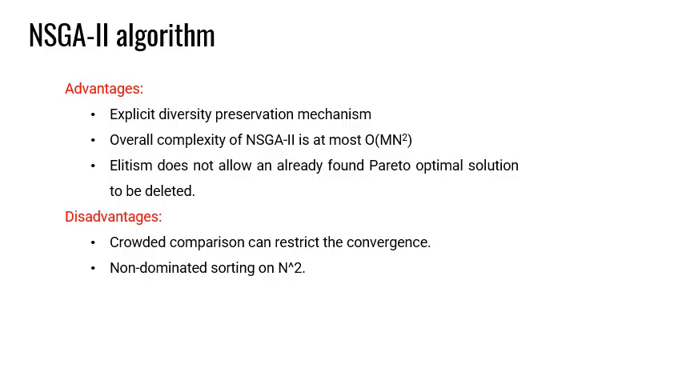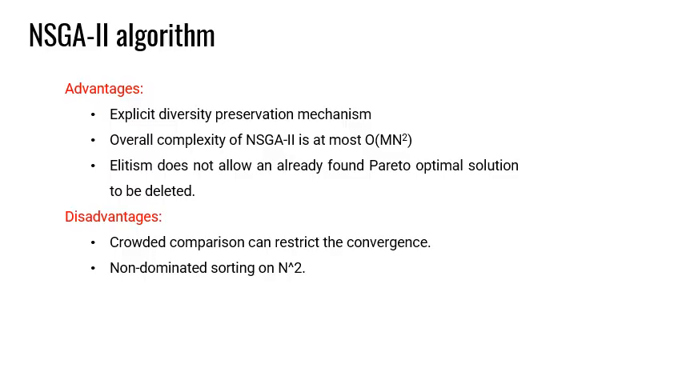Additionally, NSGA-II exhibits good computational complexity, with an overall complexity of at most O(MN²), where M represents the number of objectives and N denotes the population size. So it's a good computational complexity, not very high. And NSGA-II incorporates elitism, a strategy that guards already discovered Pareto-optimal solutions from being removed, and this enhances the stability and reliability of the optimization process.